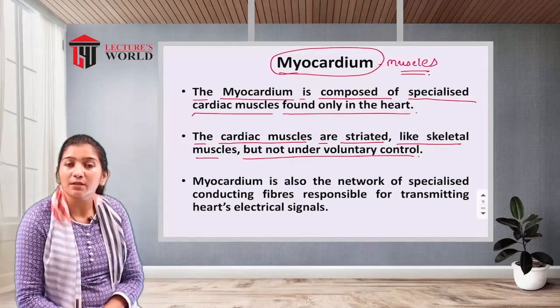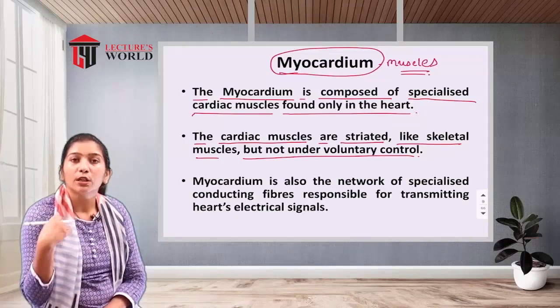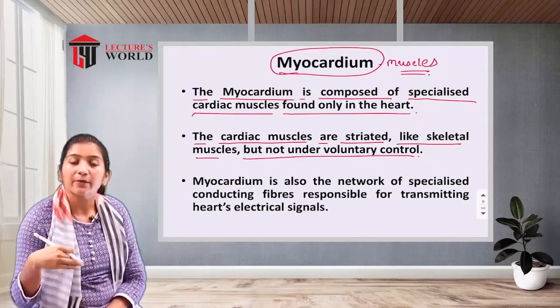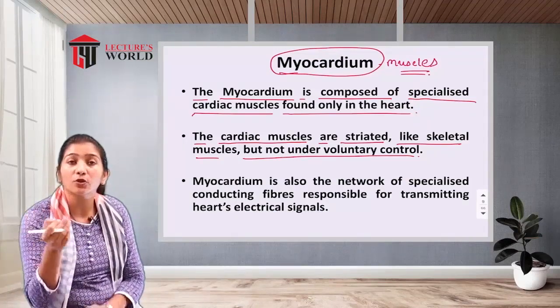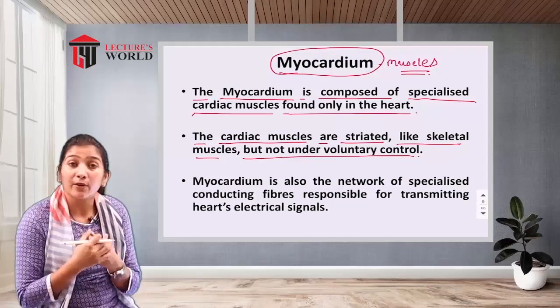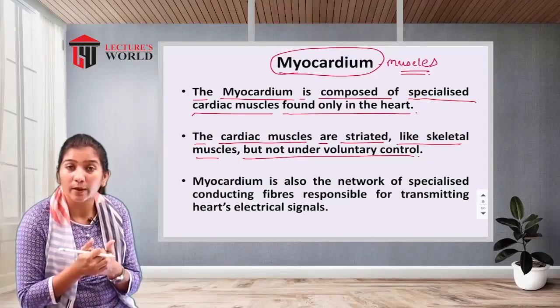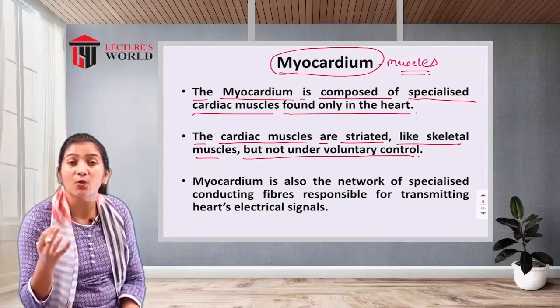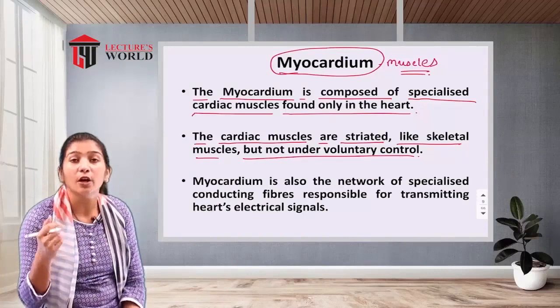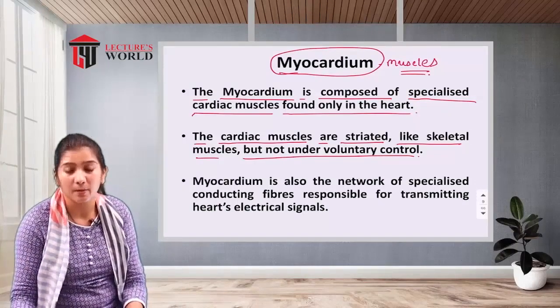Skeletal muscles are under our voluntary control. Suppose I want to shake my hand or raise my hand, that's in my control. But if I want to stop the heart, that is not under my control, because the heart muscles are involuntary muscles. We cannot control heart muscles like the other skeletal muscles.